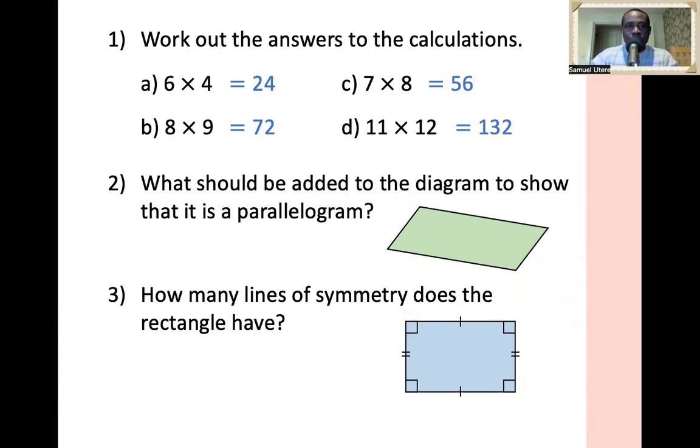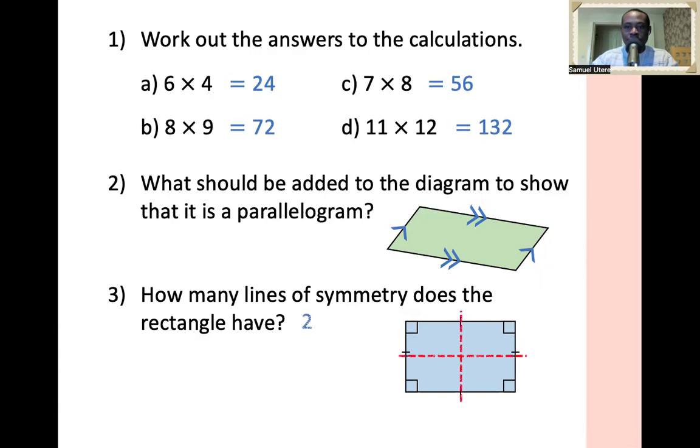132. For question 2, you were asked what should be added to the diagram to show that it is a parallelogram. Well, we just need to add the arrows. So notice how we've used different arrows to show different sides that are parallel to each other. Okay. Next, you'll ask how many lines of symmetry does the rectangle have?